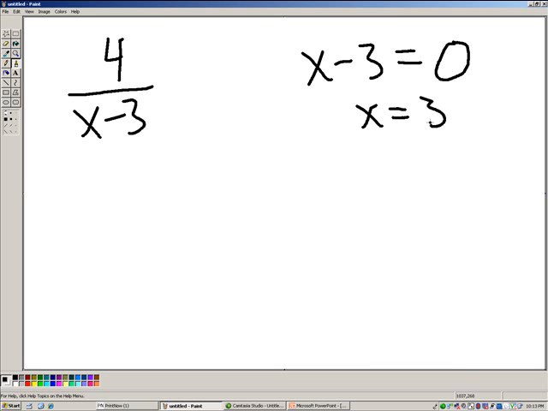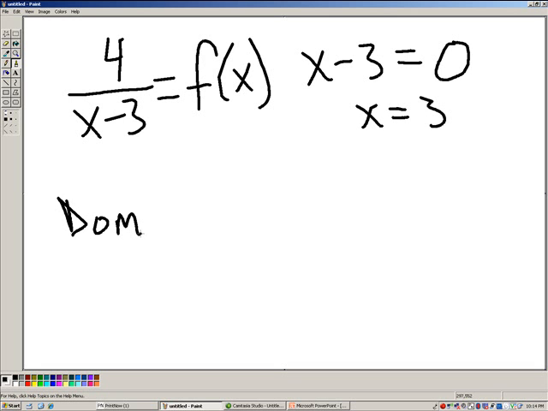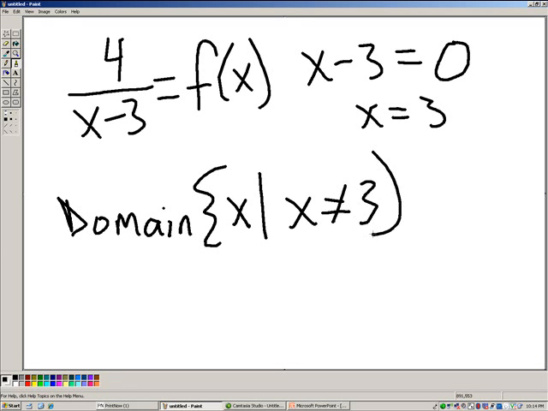So if the question is what is the domain of this rational expression, usually we only really deal with this when we're talking about function notation. So we're saying, in fact, what is the domain of this function? The domain will be any number x such that x does not equal 3.